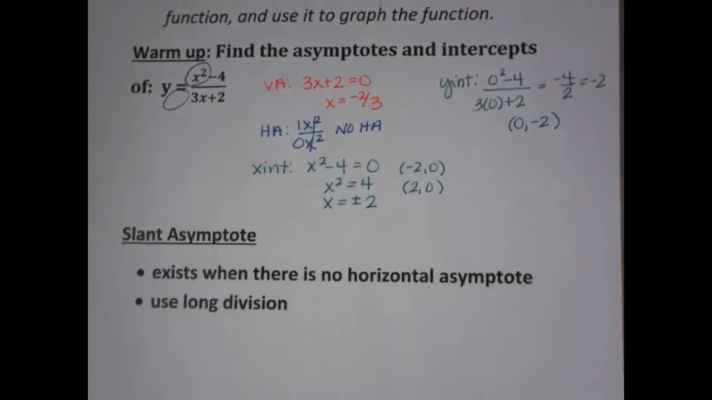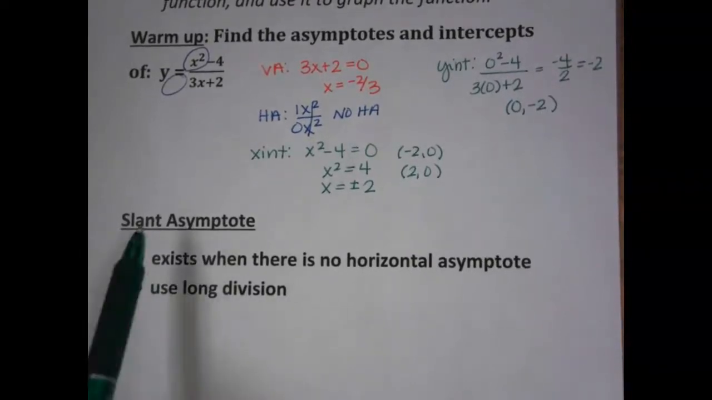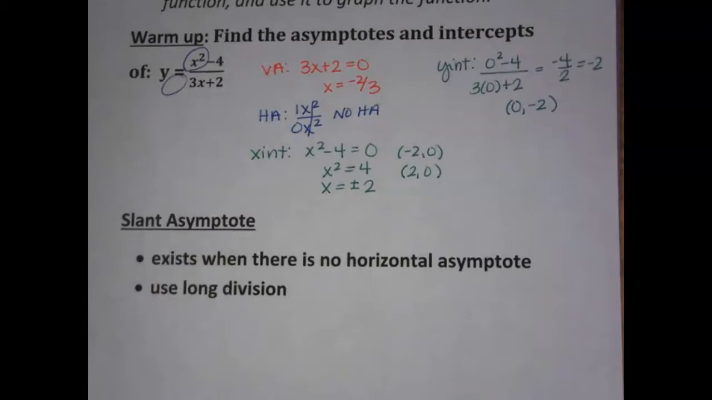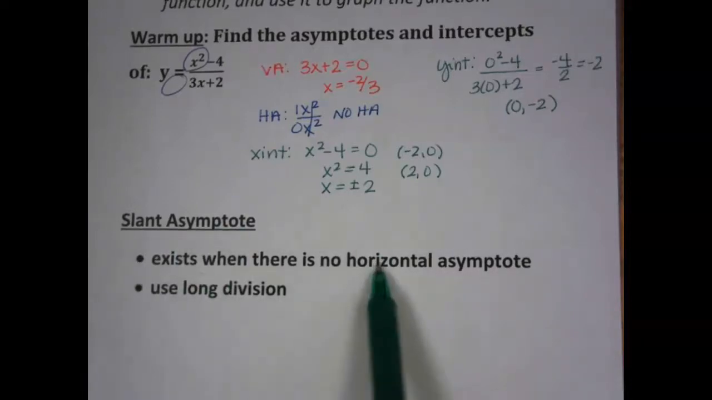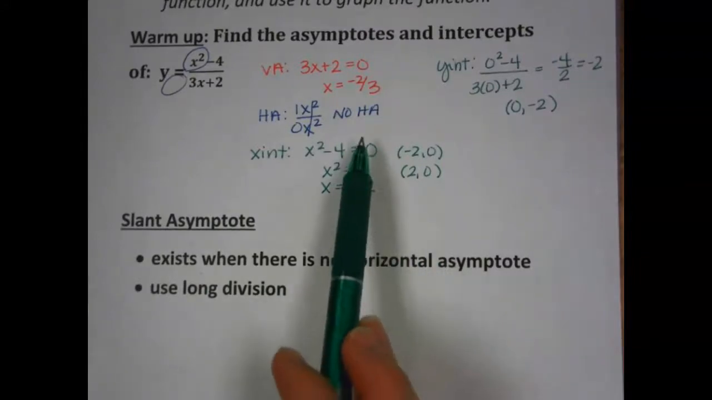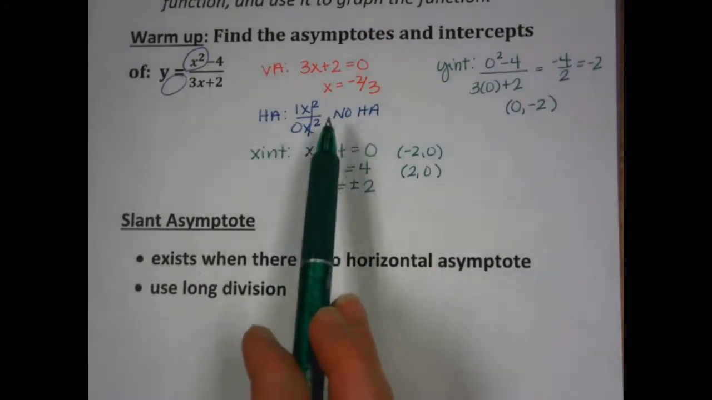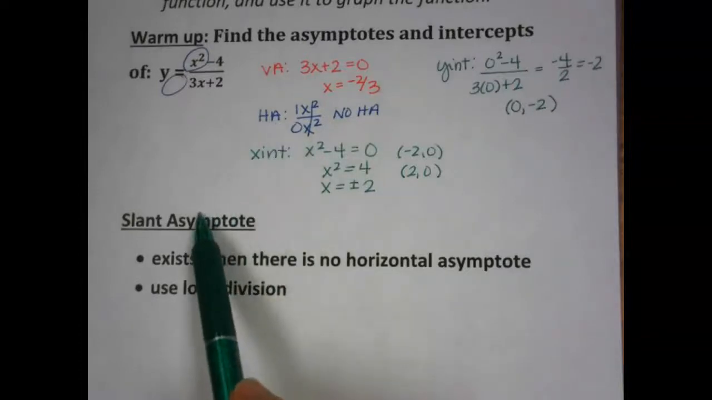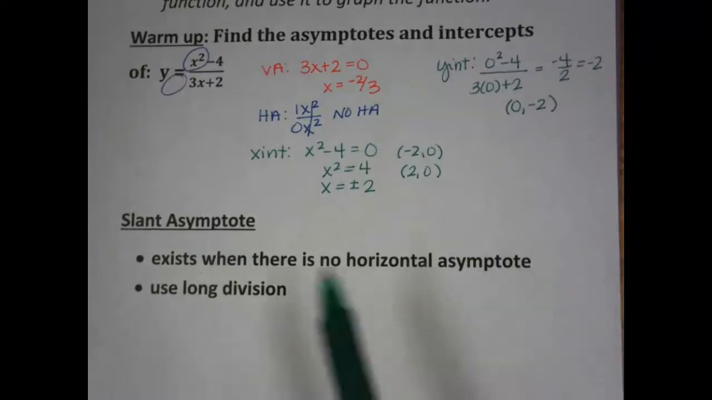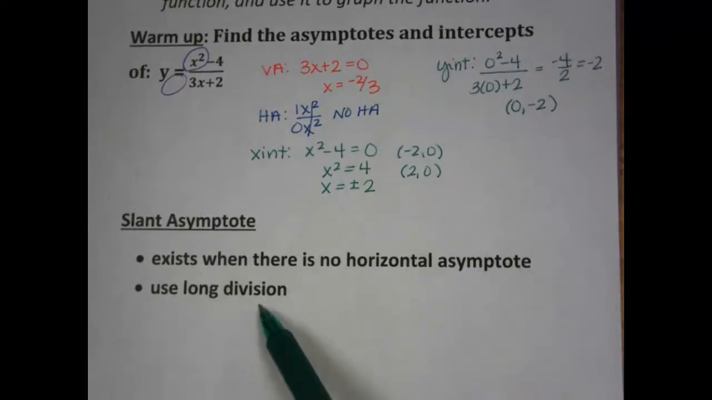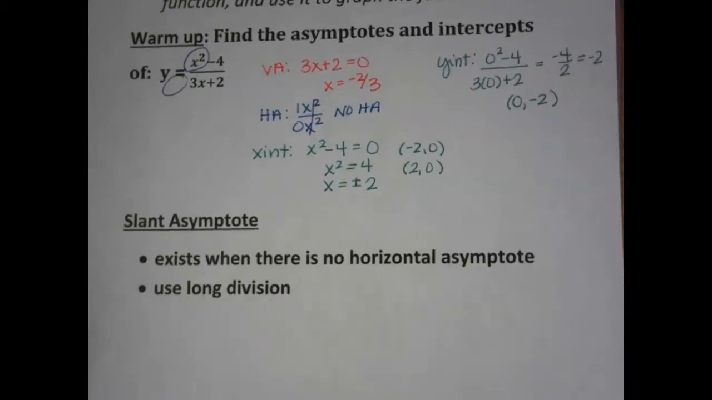All right, moving on to some new stuff. It's something called a slant asymptote. So we have a vertical, a horizontal, and now we're going to have a slant, which is basically a diagonal asymptote. We have a slant asymptote when there is no horizontal. So in the situation up here, we found that there was no horizontal. That's when a slant asymptote shows up. We solve for a slant asymptote using long division. All right, so let's find a problem and give all of this a try.